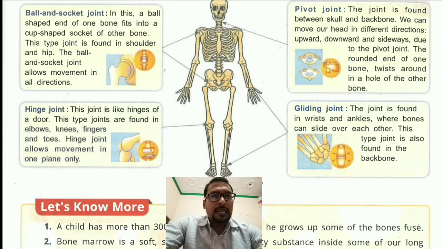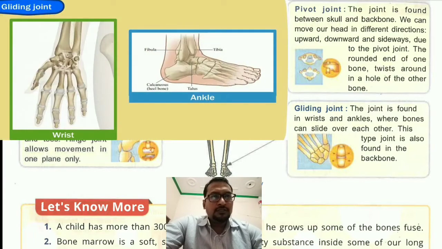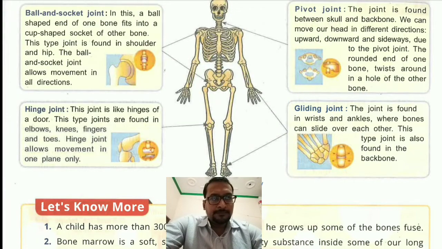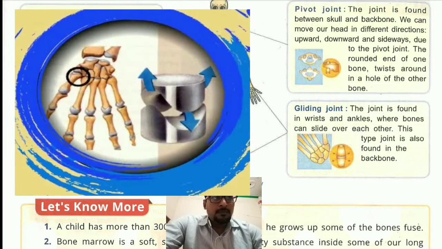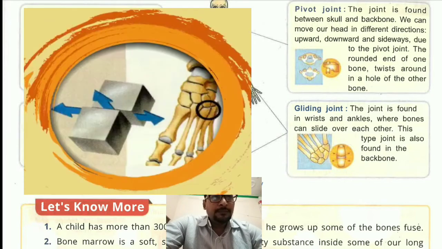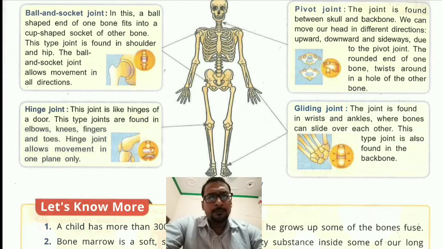Next you have gliding joint. This joint is found in wrist and ankles, where bones can slide over each other. This type of joint is also found in backbone. Okay, so these are the types of joints which are in our human skeleton system.